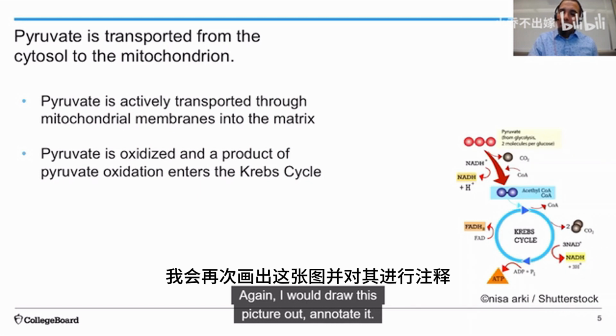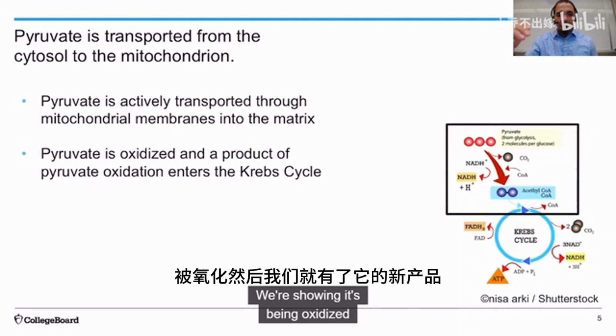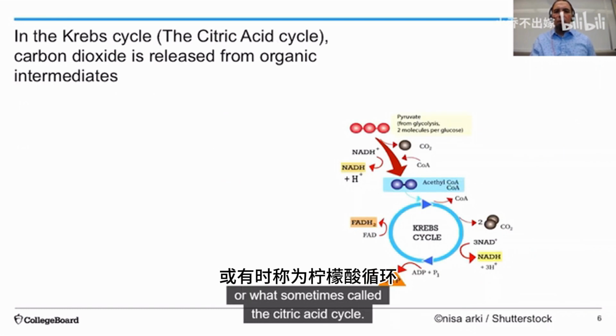Again, I would draw this picture out, annotate it. So around that black box there, we're showing pyruvate, right? We're showing it's being oxidized, and then we have its new product. So let's talk about the Krebs cycle now, or what's sometimes called the citric acid cycle.